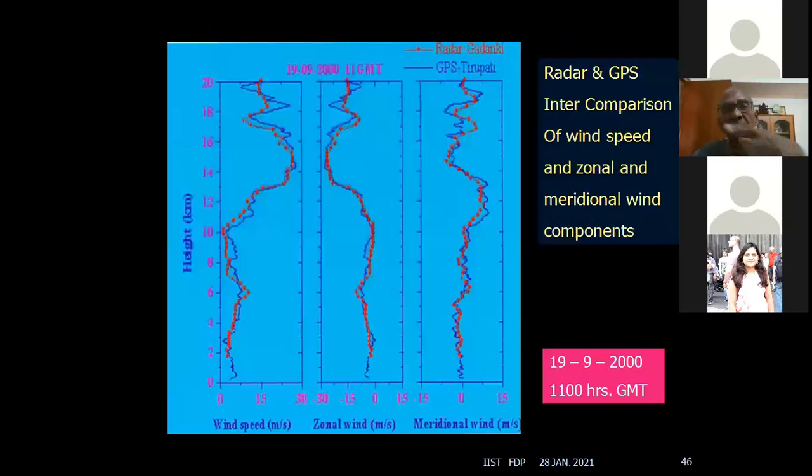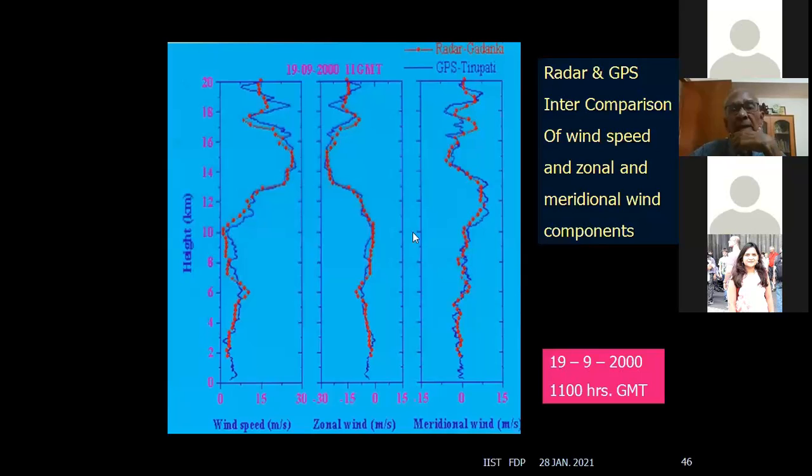And these are the winds compared with GPS sonde, the radiosonde, which measures the wind by GPS tracking. So you can see how exactly they agree.